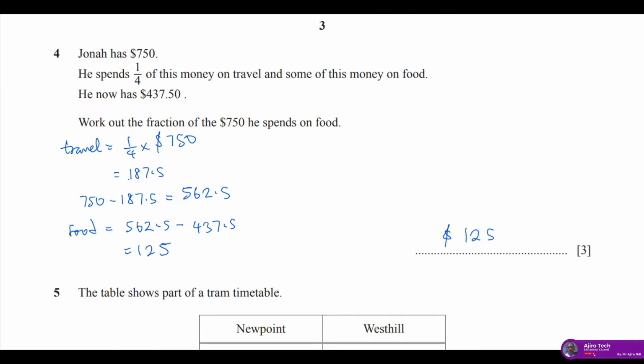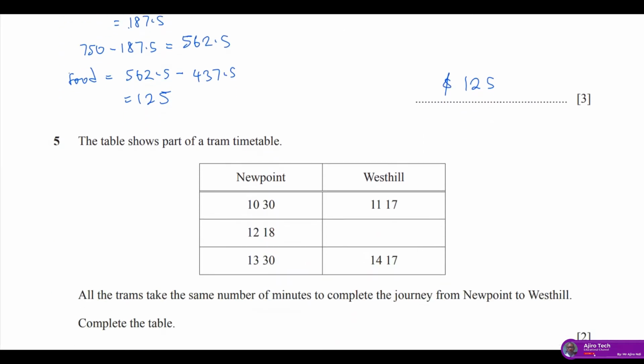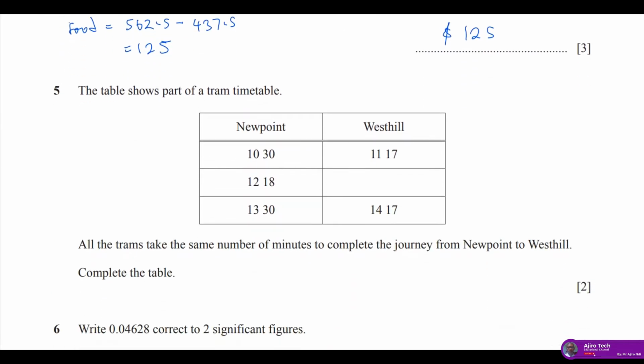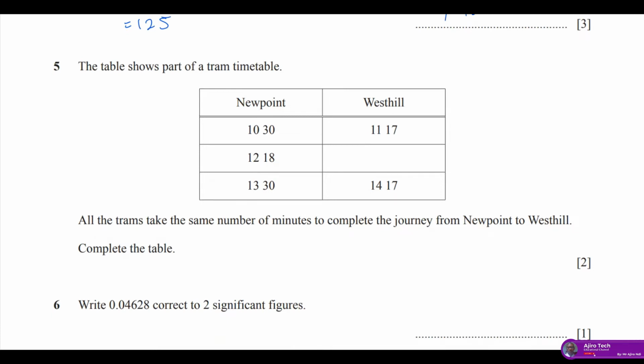The table shows part of a tram timetable. Okay, this should be train. This table shows part of a train timetable, not tram. Newport to West Hill. Okay, let me say tram, but I believe it should be train. Take the same number of minutes to complete the journey from Newport to West Hill. Complete the table.